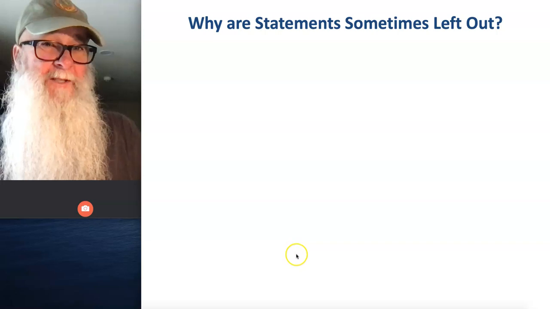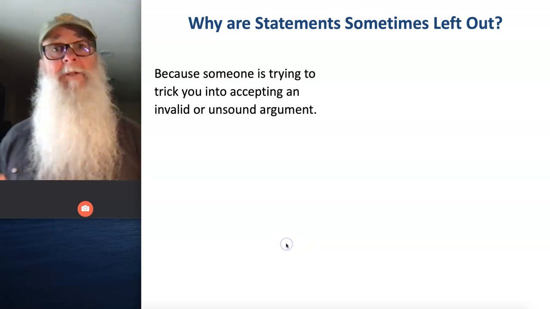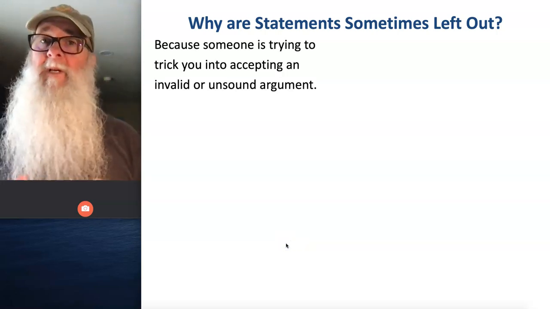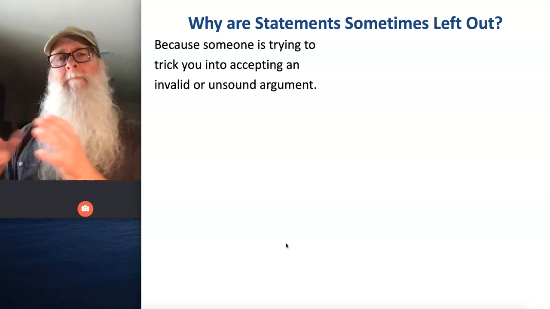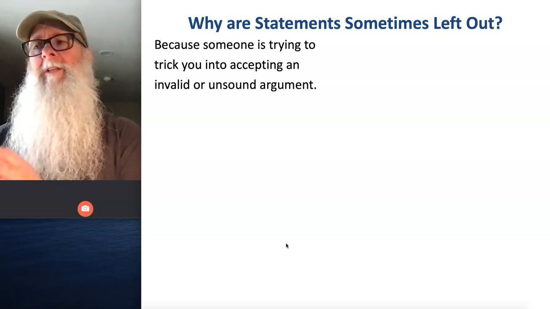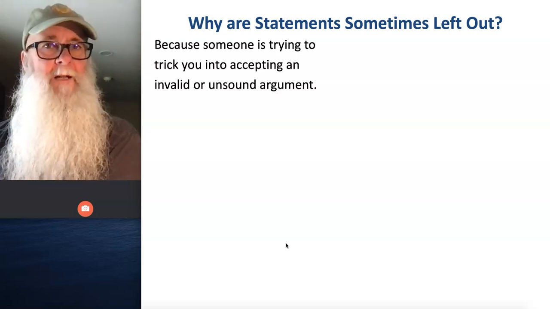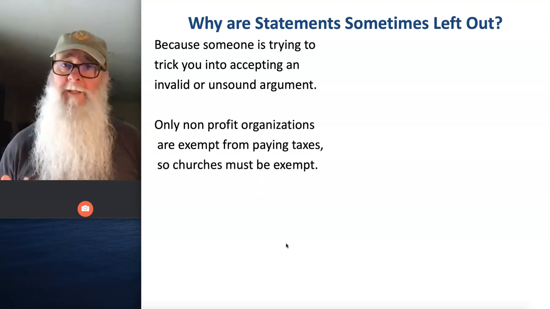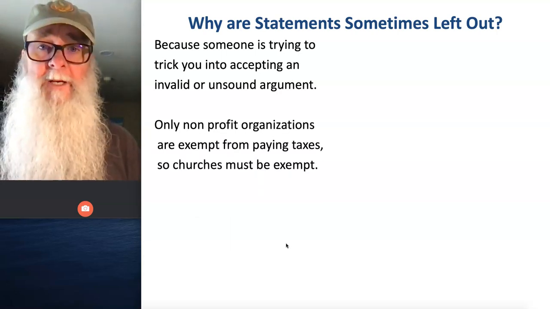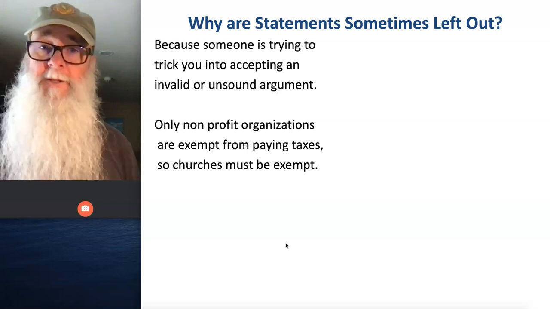But there are other reasons that aren't quite so innocent. One of those reasons is this: somebody's trying to get you to accept a bad argument for a good argument. Someone's trying to make you believe that the argument they're offering you is valid when it's in fact invalid, or that it's sound when in fact it's unsound. Take a look at this argument. Only nonprofit organizations are exempt from paying taxes, so churches must be exempt.